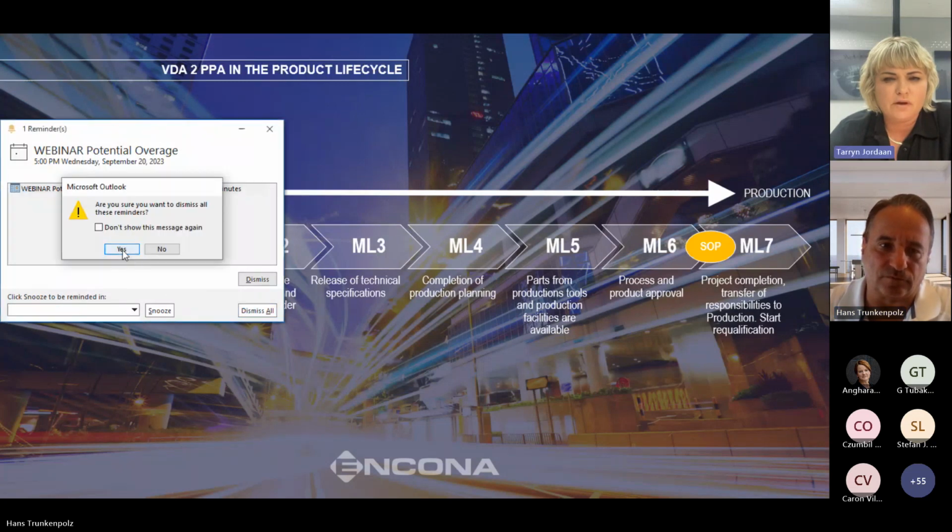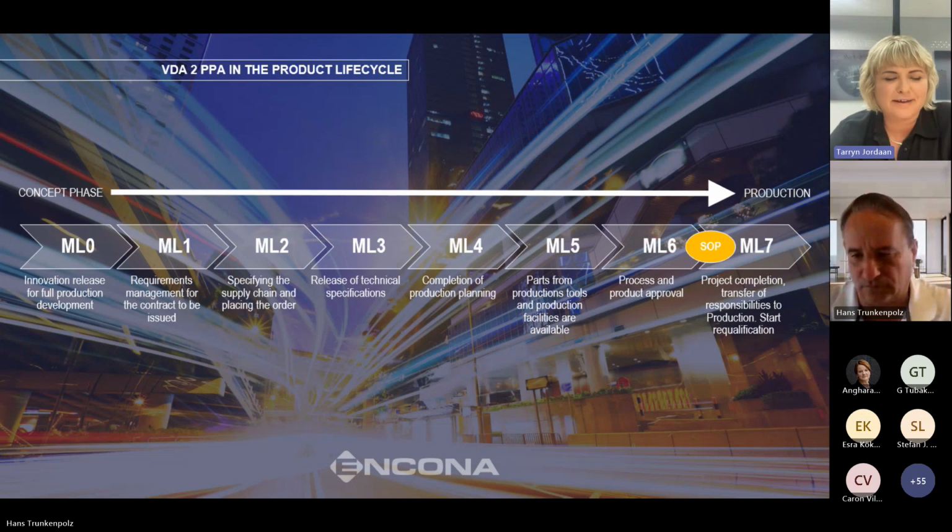And that's funny, I see you got the reminder, potential overage. We always go over on these hunts. We're not good at keeping to the timing.